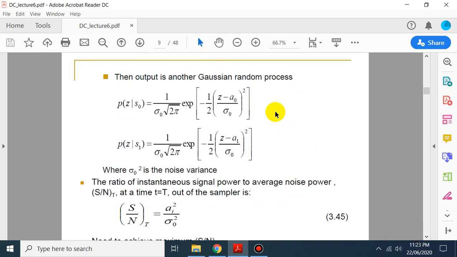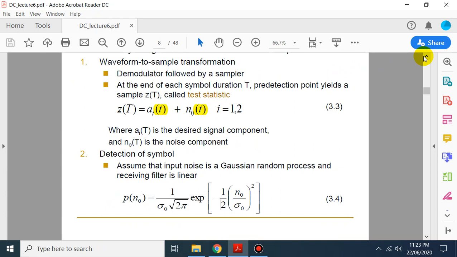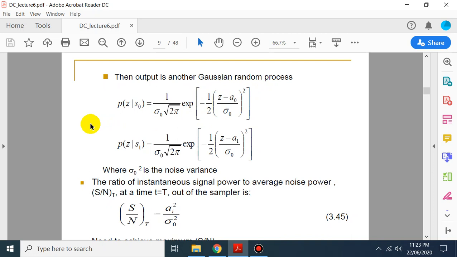And then the output is another Gaussian random process. If we assume the input noise is a Gaussian random process, then the output is another Gaussian random process that looks like this, where p(z|s_0) is 1 over sigma_0 root 2 pi times exponential of minus 1/2 times ((z minus a_0) over sigma_0) squared, and p(z|s_1) gives the corresponding expression, where sigma squared is the noise variance. You know that sigma squared is the noise variance from when we studied random processes in digital communication systems.